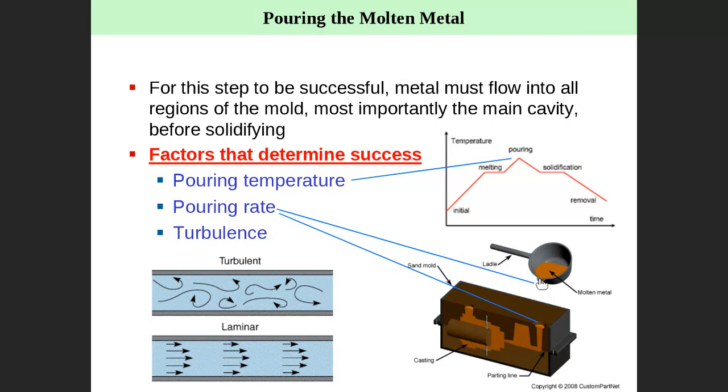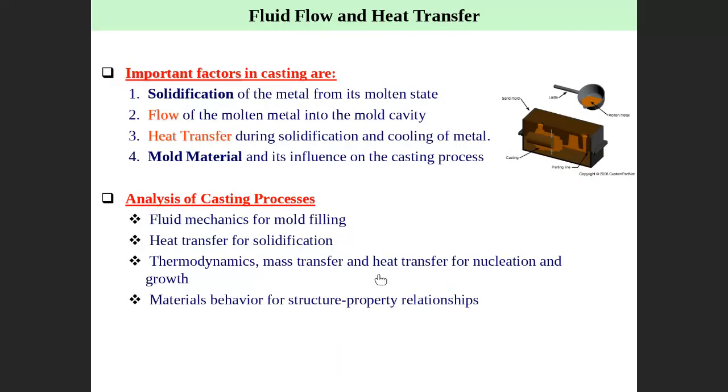We'll discuss now how to design the gating system to deliver the optimum or best condition in the pouring rate, to avoid having turbulence, and to keep the flow laminar, to avoid turbulent flow and avoid getting defects in casting. This is a factor determining success.